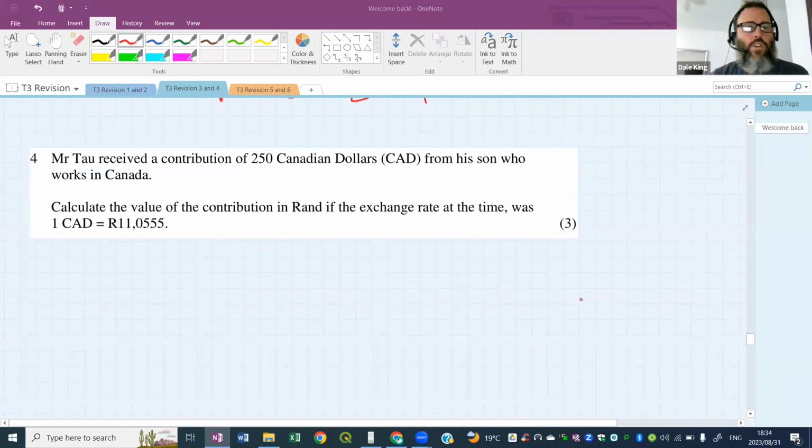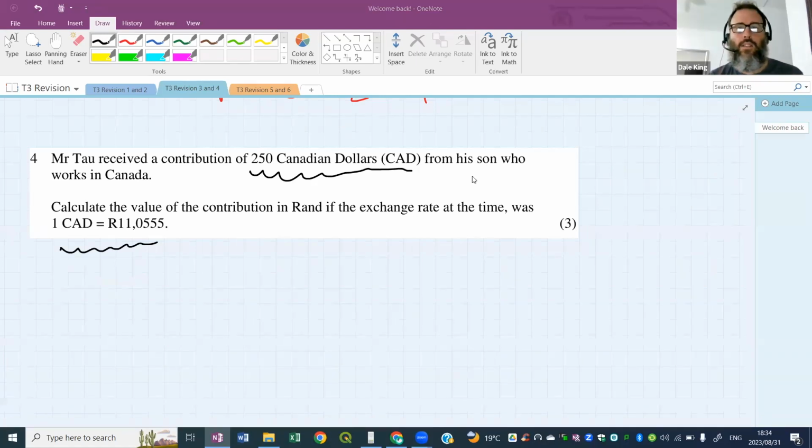Mr. Tao received a contribution of 250 Canadian dollars from his son who works in Canada. Calculate the value of the contribution in rands if the exchange rate is 1 Canadian is 11.0555. Come on, guys. Calculate the contribution of that 250 Canadian dollars if the exchange rate is 1 Canadian is 11.055.